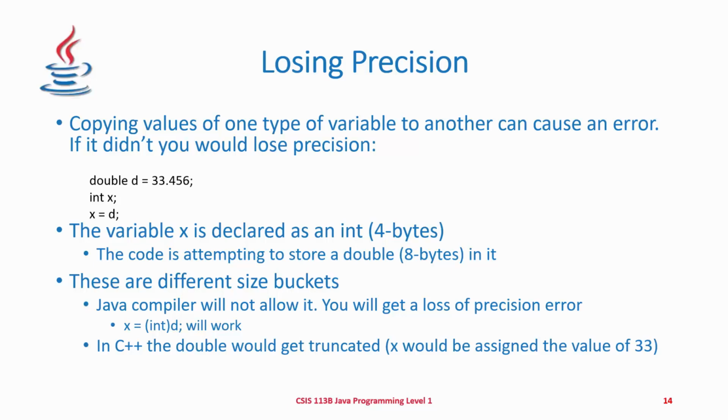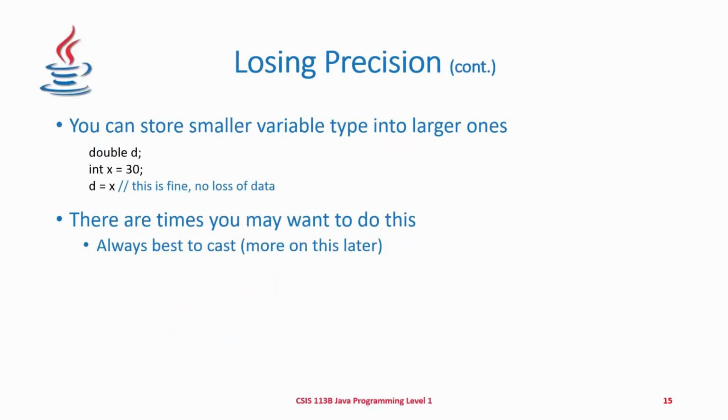And as I said, in other languages, the example here, C++, if you take a double and you try to stick it into an int, it actually just truncates the double to the integer value. Now you can store smaller data types into larger ones, so if we take an int and then store it into a double, that's not going to be any problem. Now there are times when you might need to convert a double into an int, and so we use a method called casting, and we'll demonstrate that a little bit later on.